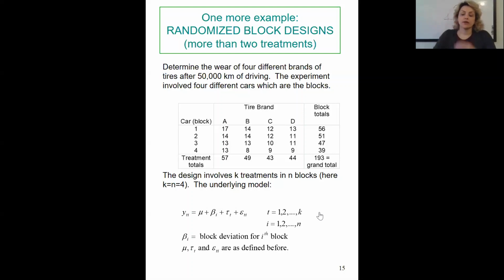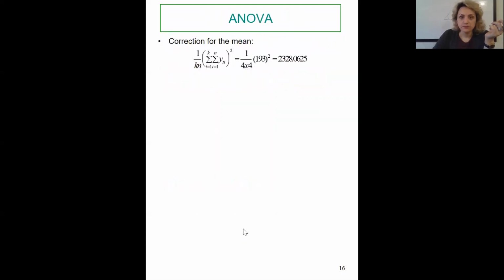So the model that we want to write down is y equals mu plus beta plus tau plus epsilon. Beta is the block deviation from the ith block, and mu, tau, and epsilon we had all of them before. Tau is the difference between treatments, mu is the mean, and epsilon is going to represent error here. We want our error to be epsilon, which means a very small number.